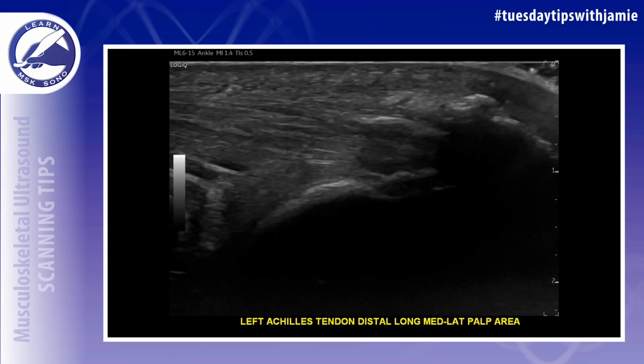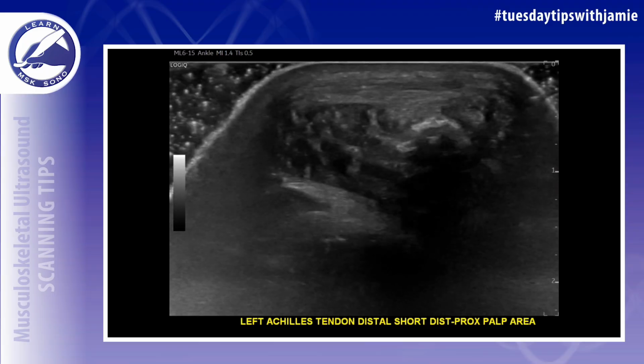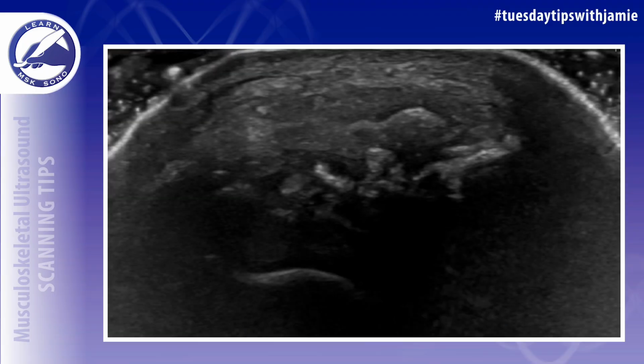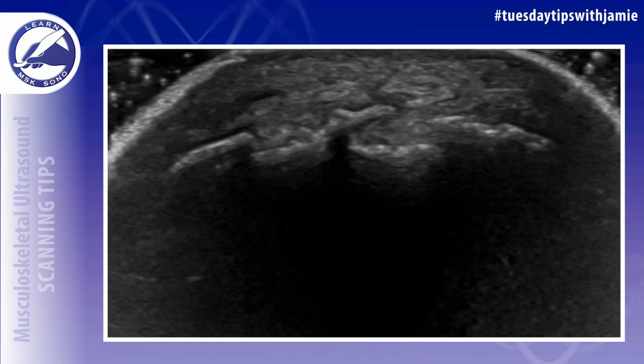The Achilles tendon should be scanned at the insertion onto the calcaneus where the palpable lump is. At this level, you want to scan it in the long axis from medial to lateral, and then you still want to follow the normal Achilles protocol where you scan it in the long axis from distal to proximal.